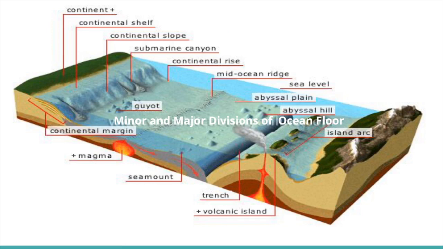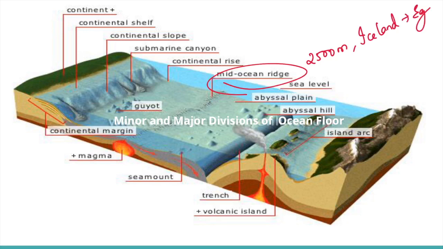Apart from the major relief features of the ocean floor, some minor features are also present in different parts of the ocean. Mid-ocean ridge. It is composed of two chains of mountains separated by a large depression. The mountain ranges have peaks as high as 2500 meters and some even reach above the ocean surface. Iceland, a part of the Mid-Atlantic ridge, is an example.